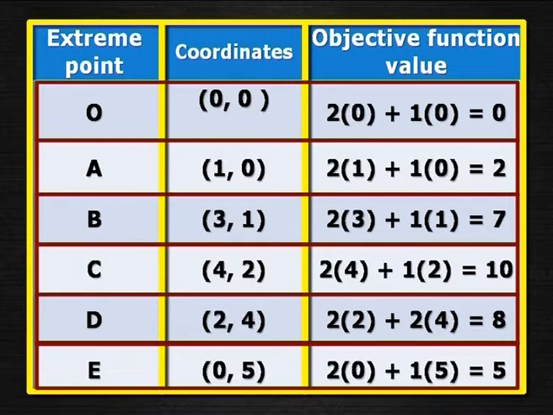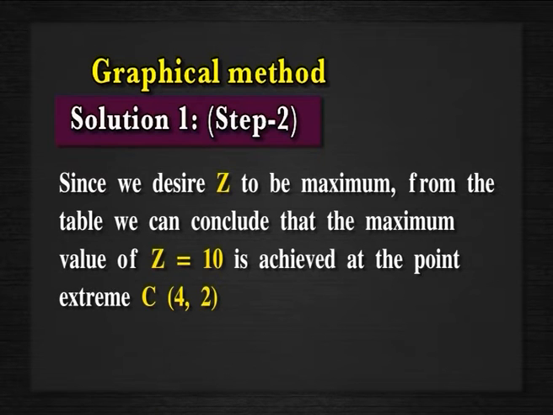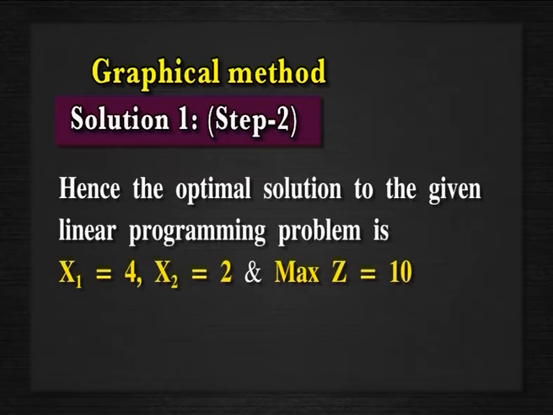Since we desire z to be maximum, from the table we can conclude that the maximum value of z = 10 is achieved at the extreme point C (4, 2). Hence, the optimal solution to the given linear programming problem is x1 = 4, x2 = 2 and max z = 10.